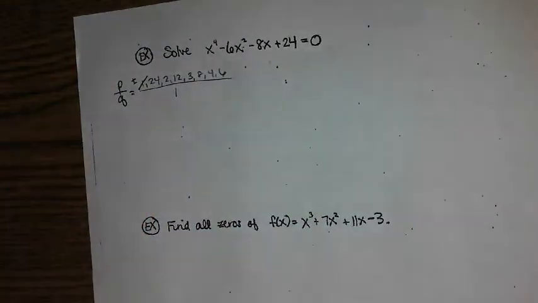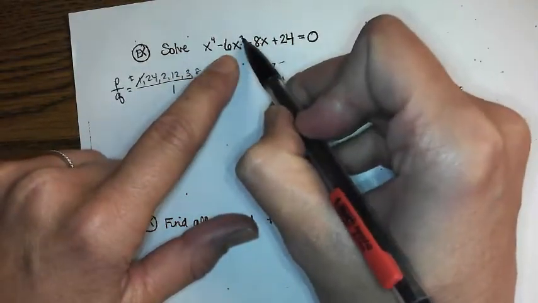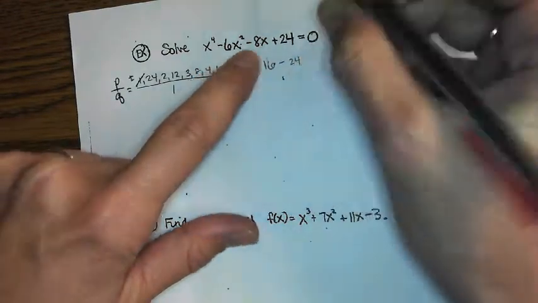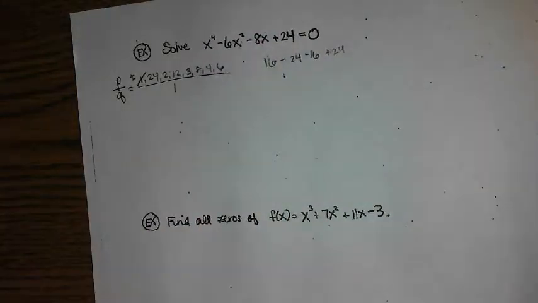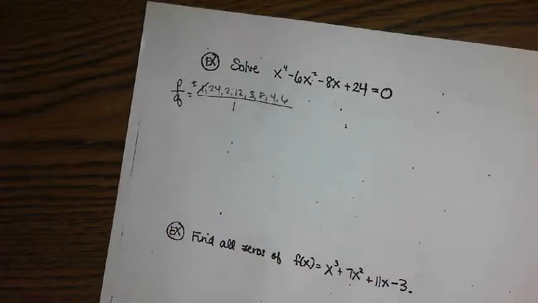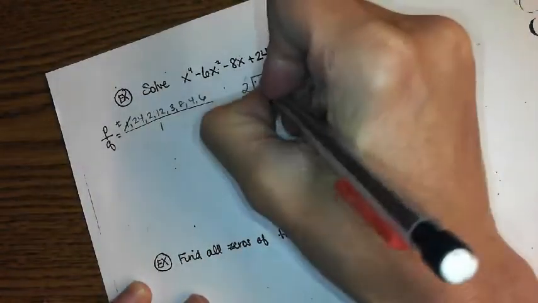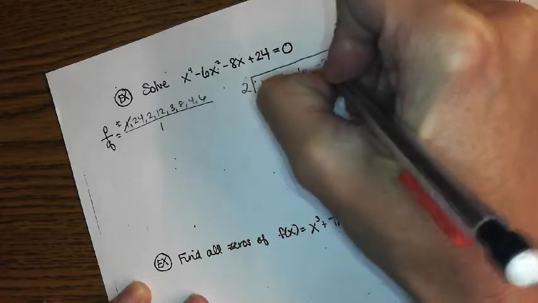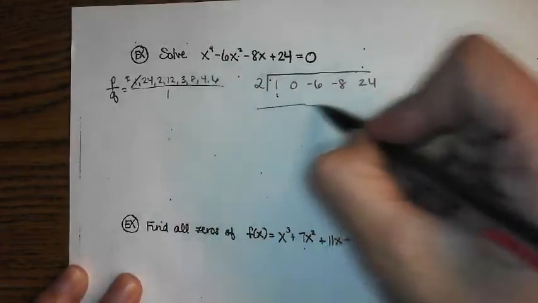Okay, I'm going to cross out my 1 because it didn't work. 2. What's 2 to the 4th? 16. Minus 2 squared is 4 times 6 is 24. Minus 8 times 2 will be minus a 16 plus a 24. Does that equal 0? Good. So 2 works. So let's synthetically divide that out, so that'll shrink up our 4th degree polynomial. 1, 0, negative 6, negative 8, 24. We good with that? Do your synthetic.